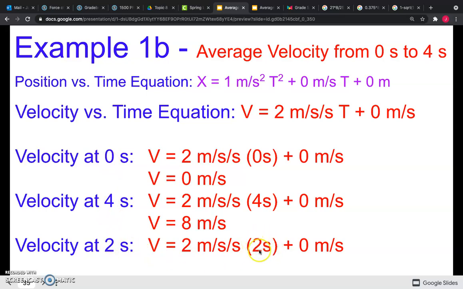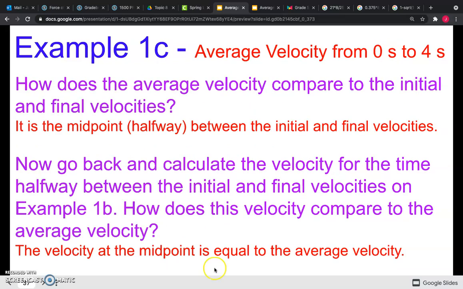So we're going to plug in 2 seconds into our formula. 2 times 2 is 4, plus 0 is 4. Our final velocity is 4 meters per second. Well, we should see that that's exactly equal to our average velocity, right, which was also 4 meters per second.